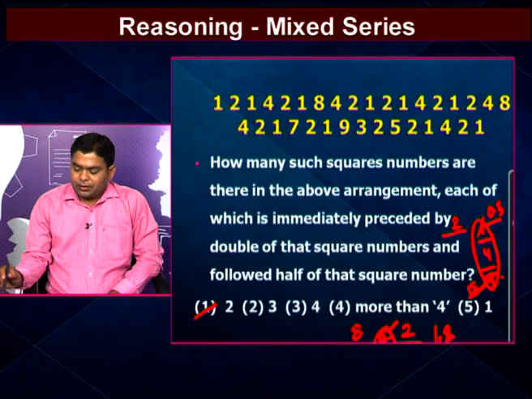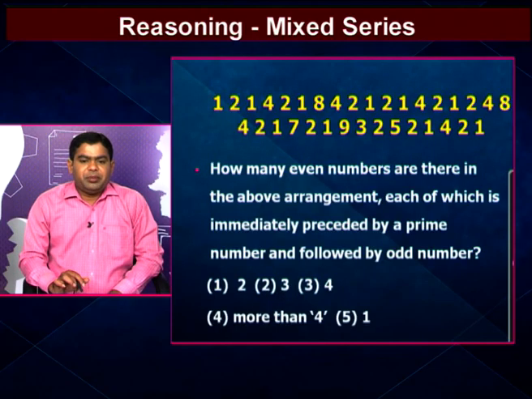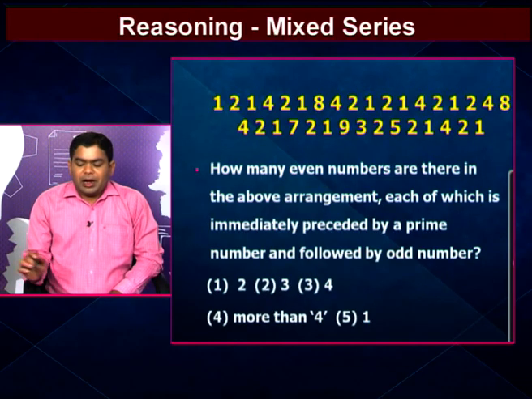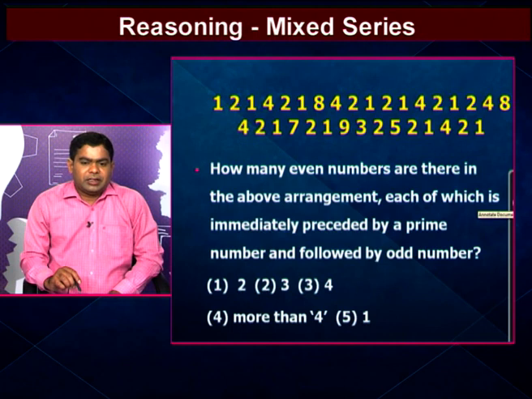So we go to the next question. How many even numbers are there in the above arrangement, each of which is immediately preceded by a prime number and followed by an odd number? So already we know that, in our question, the even numbers are 2, 4, 8.